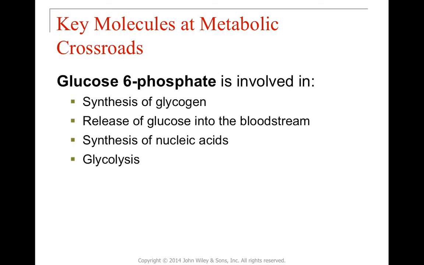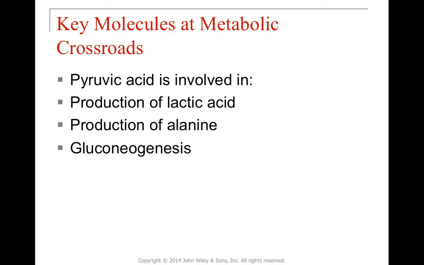So glucose 6-phosphate is important because it's involved in synthesizing glycogen, also in releasing glucose into the bloodstream and creating nucleic acids and glycolysis, I apologize, so breaking down glucose as well. And pyruvic acid, I've said probably 100 times in this lecture alone, so you are very familiar with the fact that it's important in the production of lactic acid, for example, if we're doing anaerobic respiration. We can also use it to produce alanine, which is an amino acid.